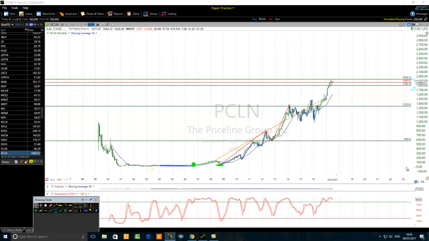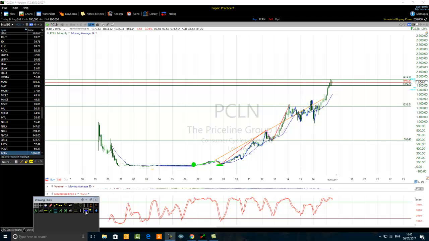The financial instrument that we are analyzing is Priceline Group Incorporated, EPIC PCLN, Papa Charlie Lima November. And I've been counting Elliott wave here before. You can see, this is the first wave, second wave, a third wave that has been extended, a fourth wave, and the fifth wave.